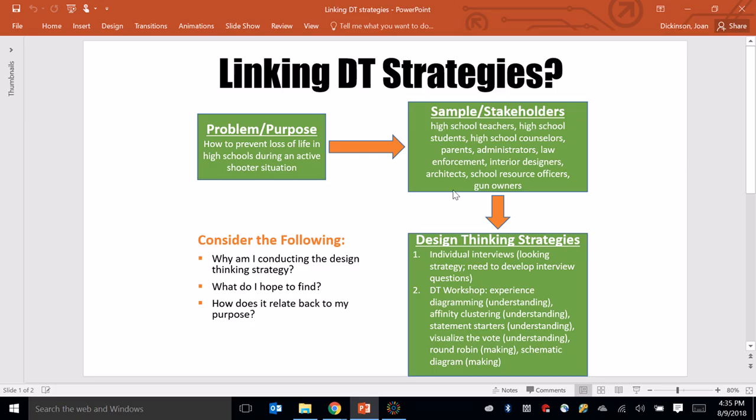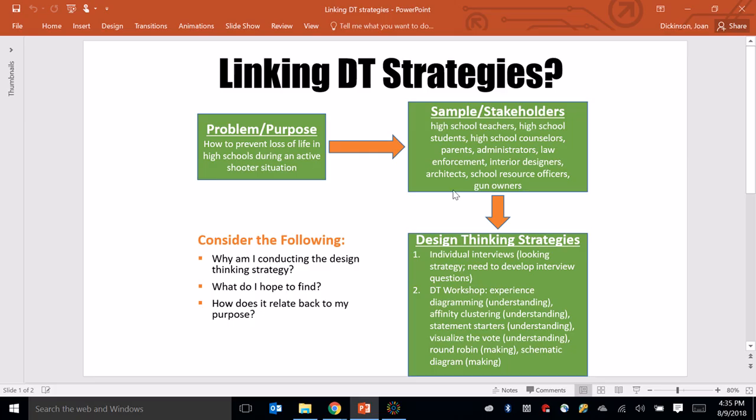He also included interior designers and architects because he was very interested in what we can do to the built environment during an active shooter situation. School resource officers, and then also gun owners. Then, when he was examining his design thinking strategies, he started off with individual interviews. This, of course, is a looking strategy.